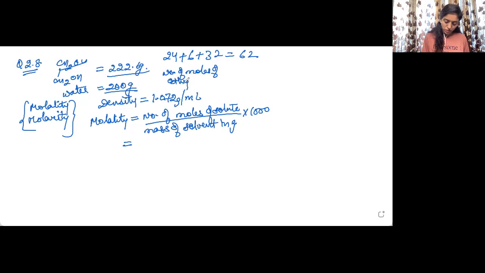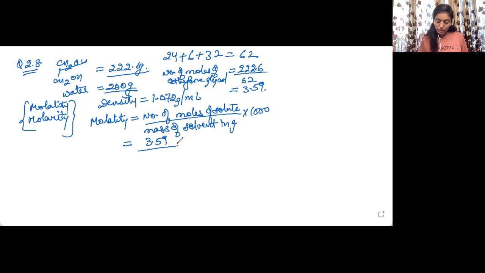Given mass is 222.6. So the number of moles of ethylene glycol is equal to, hope this value is correct, you can just counter check once, 222.6 divided by 62. So it is coming out to be equal to 3.59. So 3.59 is the number of moles. So we can just put it here.